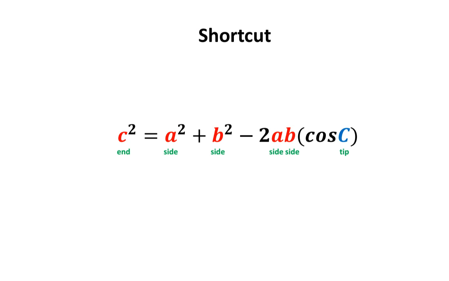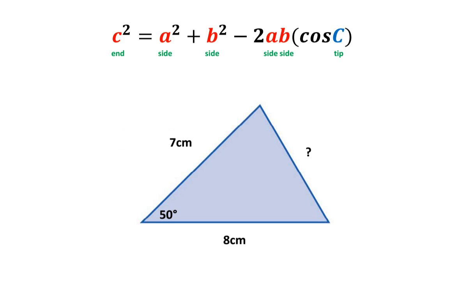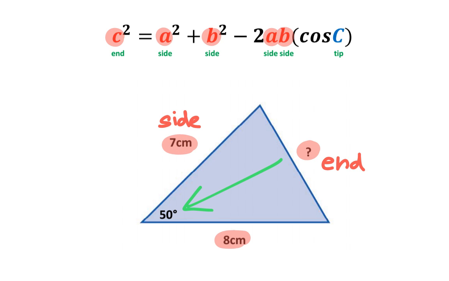The cosine law can be pretty difficult to remember and to use. Here's a shortcut to help you. This is the end of the arrow, while these are the sides of the arrow, and this is the tip of the arrow. When using this arrow shortcut, it should always be pointing towards an angle. Lowercase c is the end of the arrow, which is what we're looking for, while A and B are the sides of the arrow. And last, capital C is the tip of the arrow.